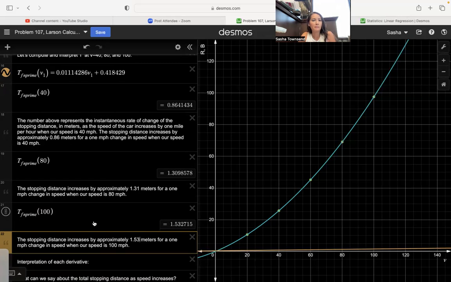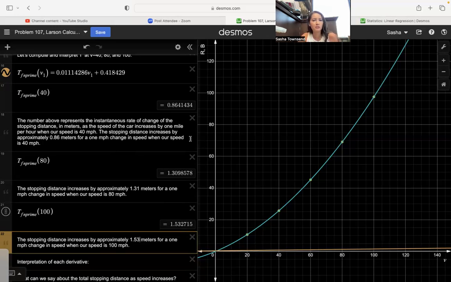And we look at these three numbers. When our speed is 40 miles per hour, the increase in stopping distance was 0.86 meters. When the speed was 80 miles per hour, the increase in the stopping distance was 1.31 meters. And then when we're at 100 miles per hour, the increase in the stopping distance was 1.53 meters. So we're really looking at those units in the numerator, but we're saying for every 1 mile per hour change in speed.